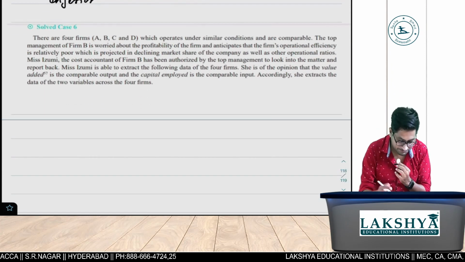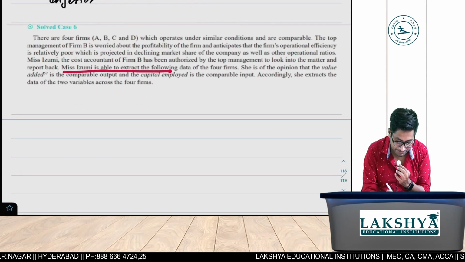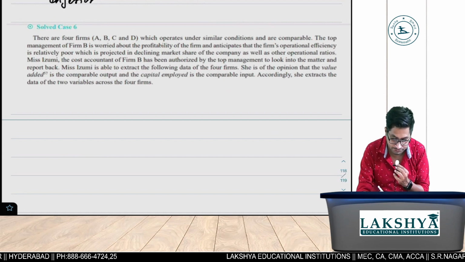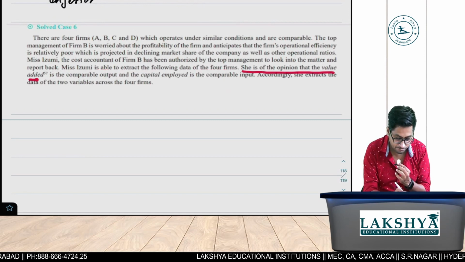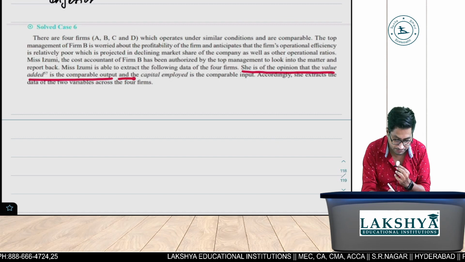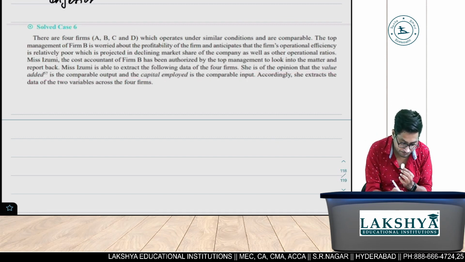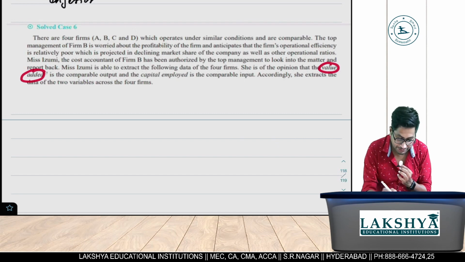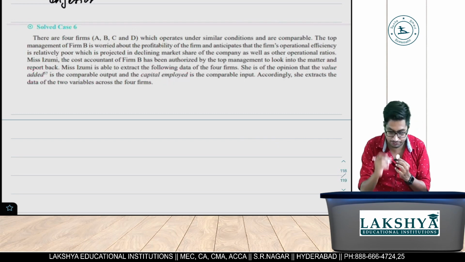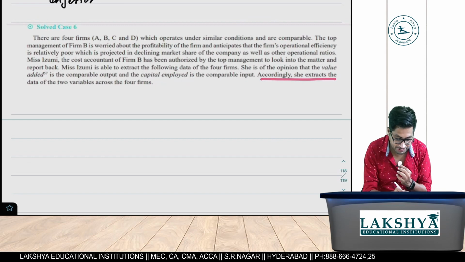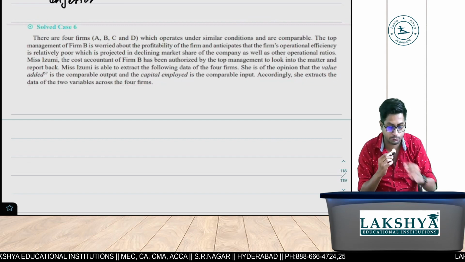Clear? Miss Izumi is able to extract the following data of 4 firms. She is of the opinion that value added is comparable output and capital input is input. See, what is output here? Value added is output. And what is the input? Capital employed. Okay. Accordingly, she extracts the data of the 2 variables across 4 firms.